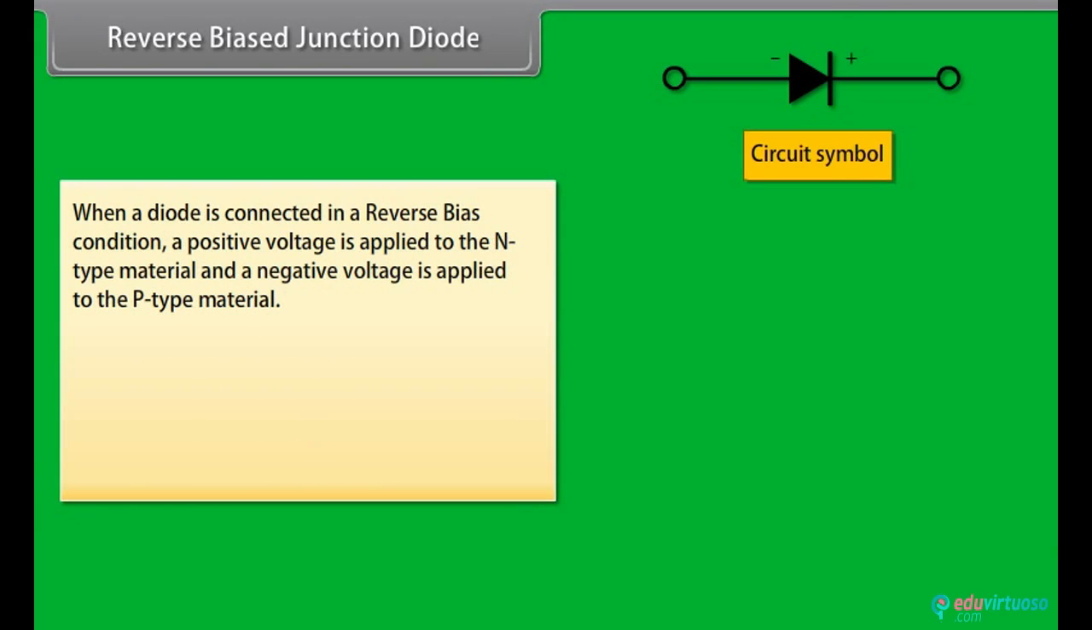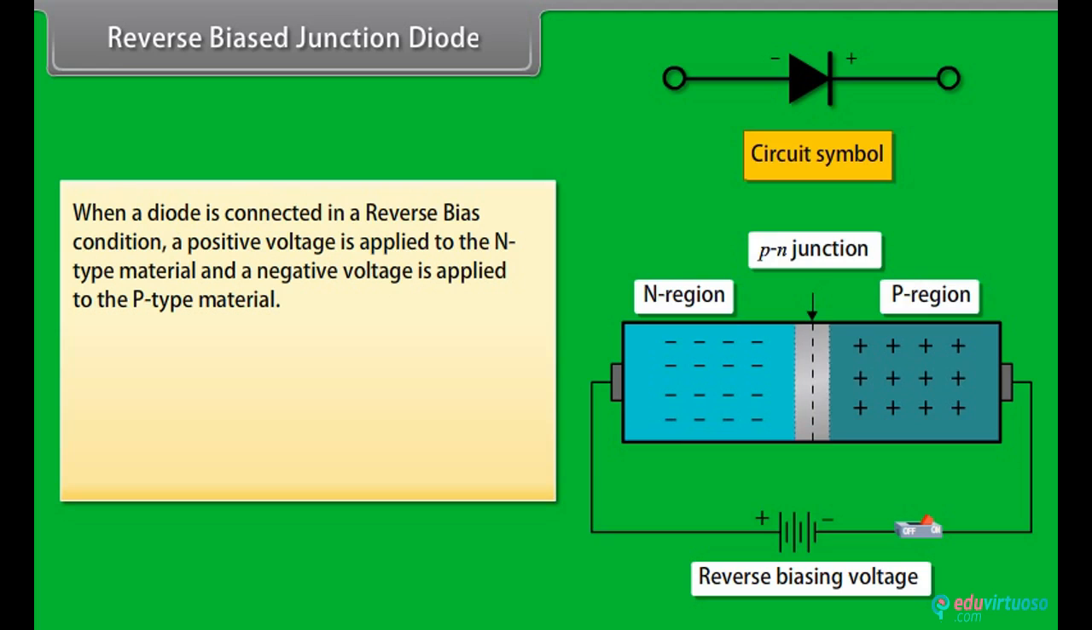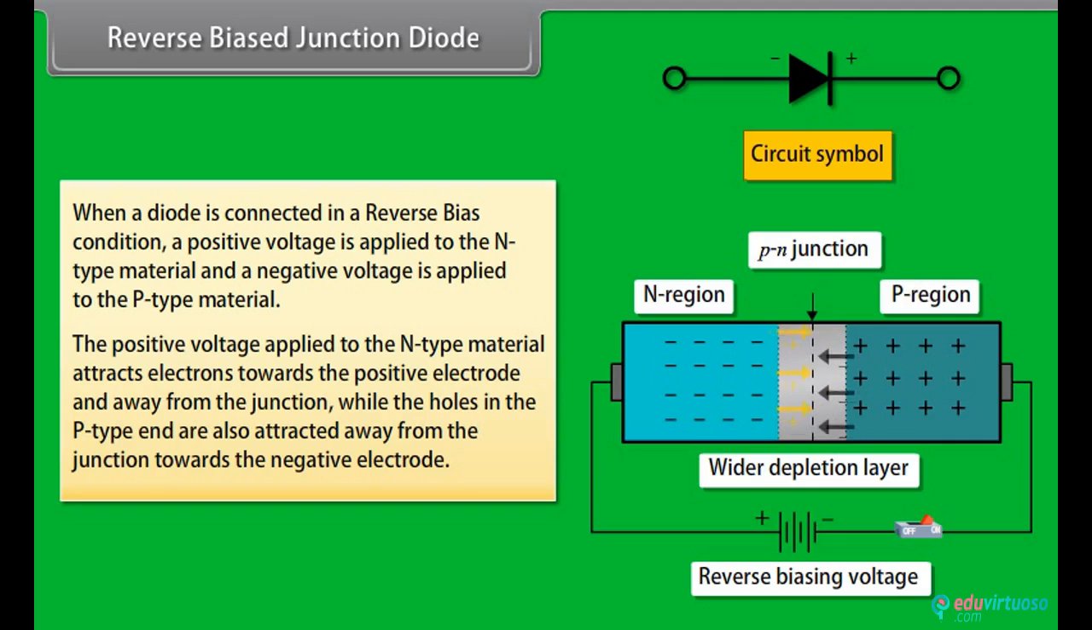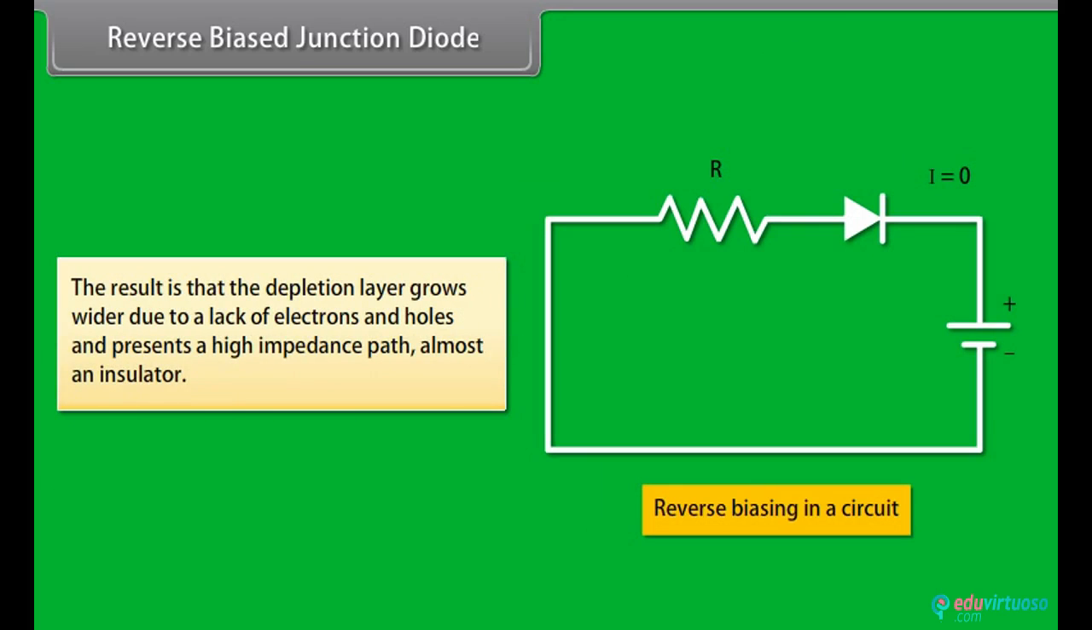When a diode is connected in a reverse biased condition, a positive voltage is applied to the n-type material and a negative voltage is applied to the p-type material. The positive voltage applied to the n-type material attracts electrons towards the positive electrode and away from the junction, while the holes in the p-type end are also attracted away from the junction towards the negative electrode. The result is that the depletion layer grows wider due to a lack of electrons and holes and presents a high impedance path, almost an insulator.